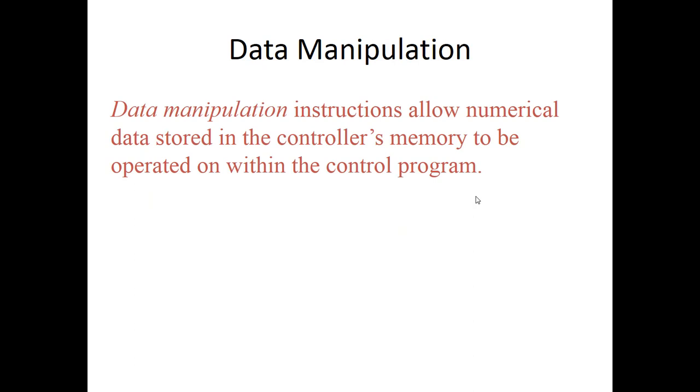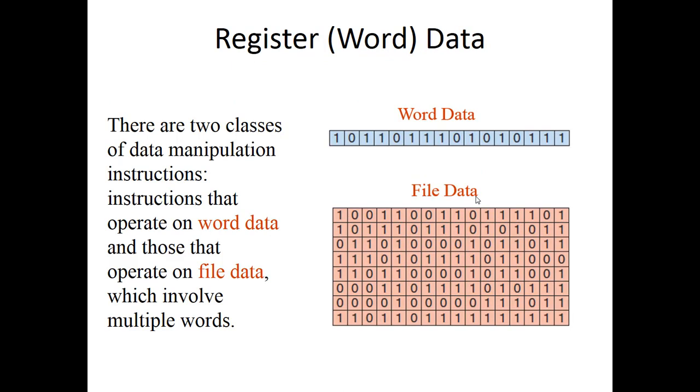Data manipulation instructions allow data stored in the controller's memory to be operated on within the control program. Well, that sounds complicated. We'll have to explore what this means a little bit. When we say data, we're talking about ones and zeros. Okay? Typically, we're talking about a register or a word. So this register word right here is a 16-bit word. There's 16 ones and zeros in this register word. There are double words that have 32, but we're going to stick with just a word here, or a 16-bit register.